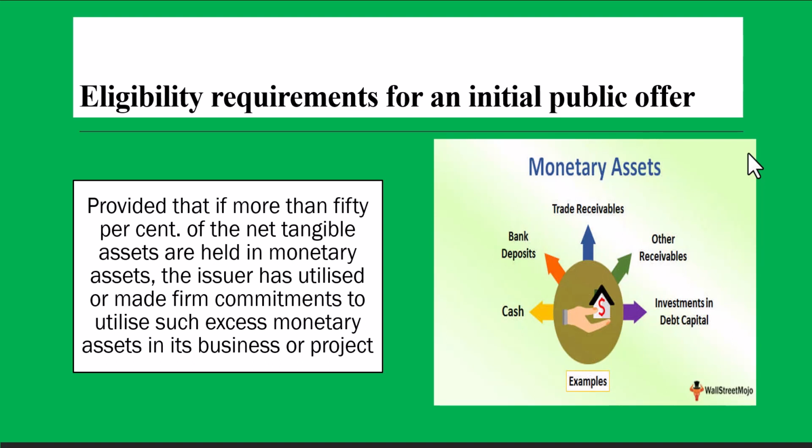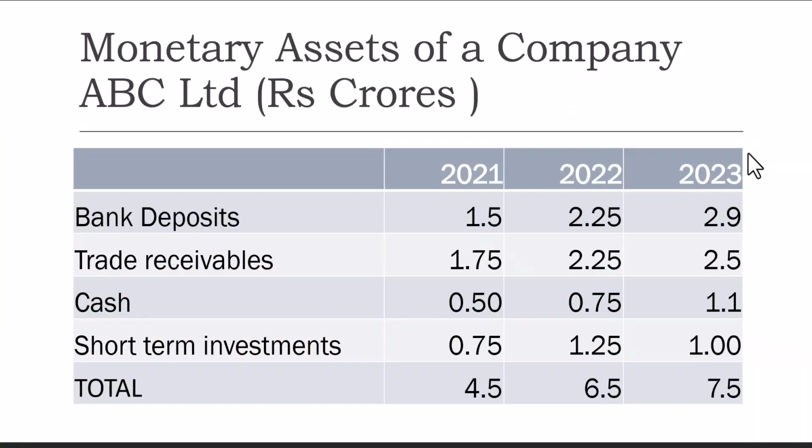So suppose at the time of coming up with a public issue or an IPO, the company has more than 50% in monetary assets, that means it has cash and bank balance or money receivable from their customers. If it is more than 50%, then they have to make firm commitments that they are going to utilize these monetary assets, buying fixed assets and investing that money in plant, machinery, everything. So let's talk about an example of monetary assets.